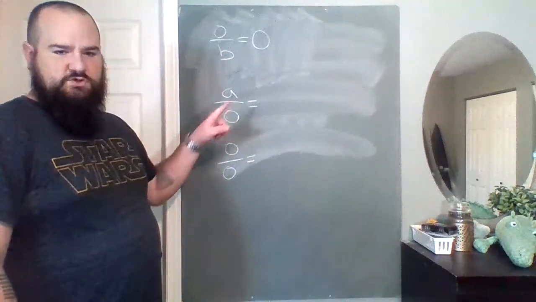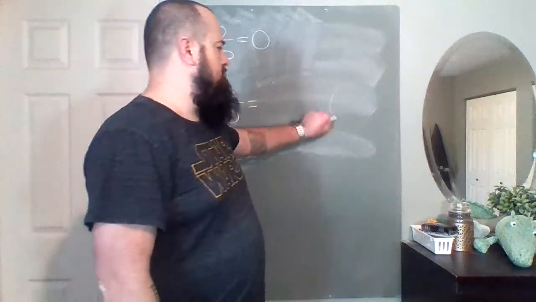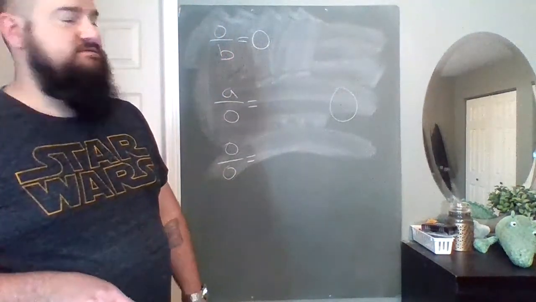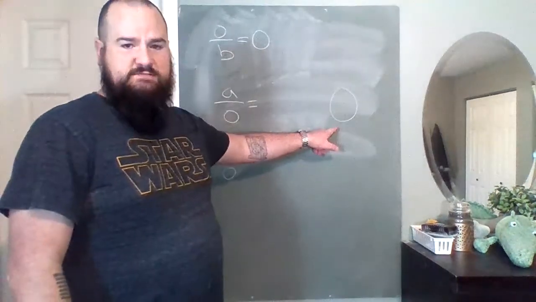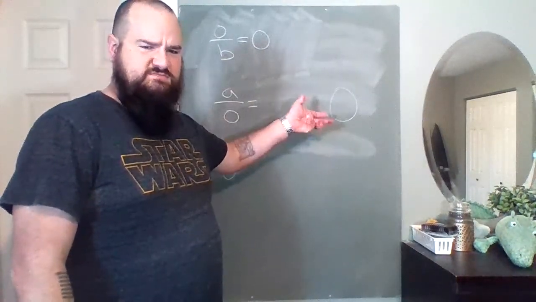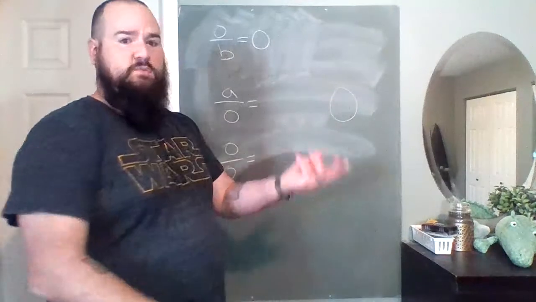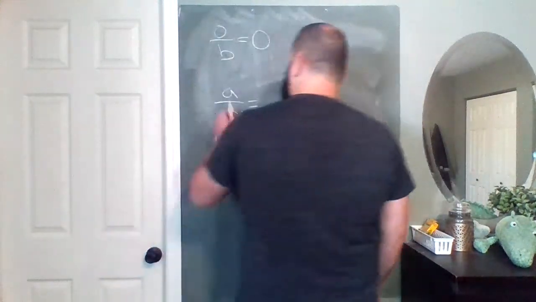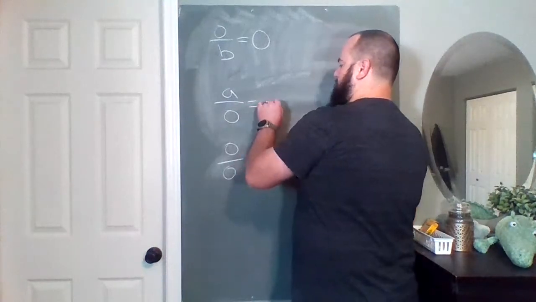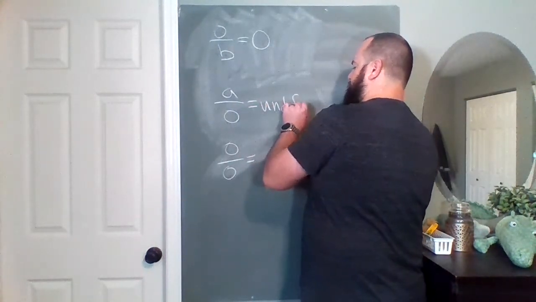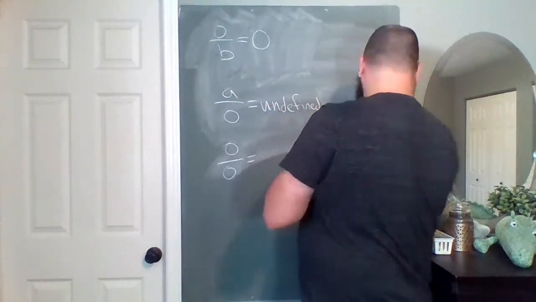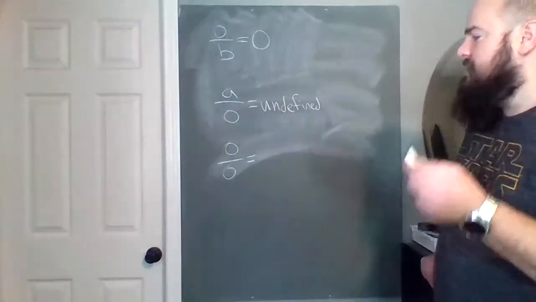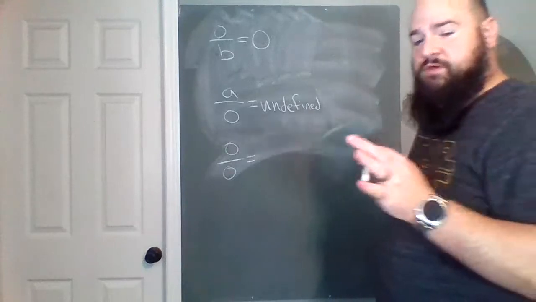The easiest way to conceptualize this is to take a circle, draw a circle. Now using lines, cut that circle so that it's 0 pieces. Right now it's 1 piece. So can you cut it so it's 0 pieces, right? That would mean it goes away. You can't cut it away. And so because of that, a over 0 is undefined.